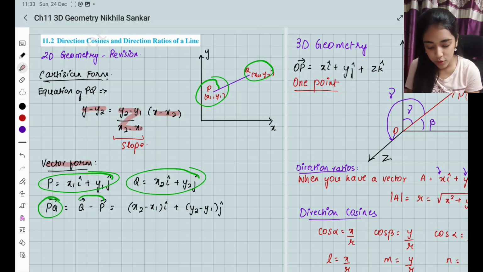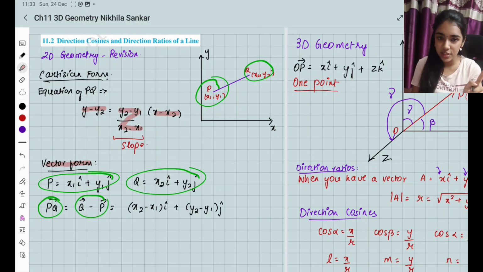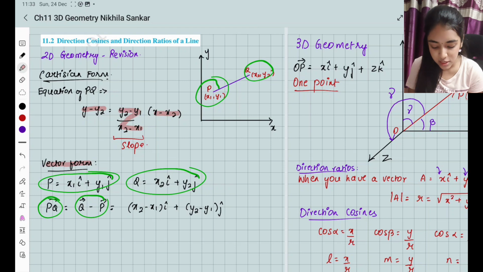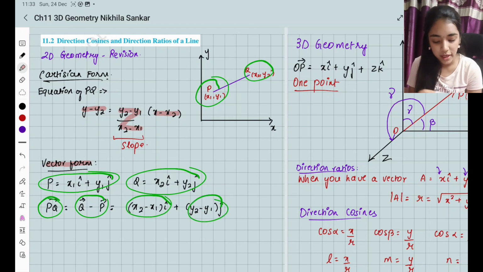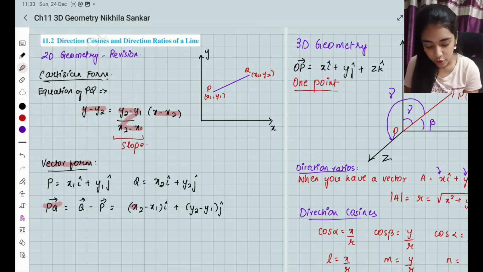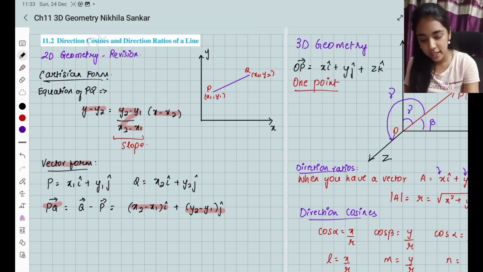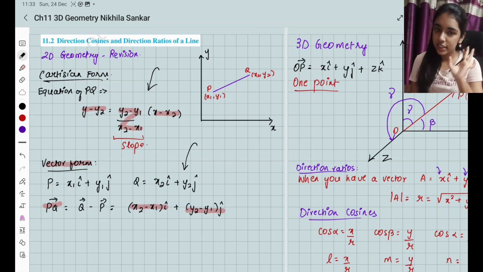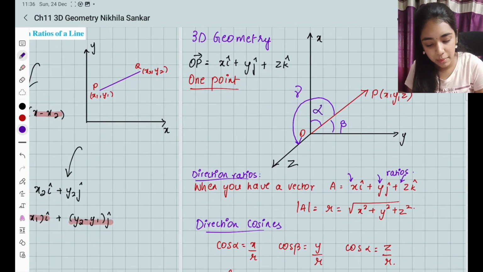The vector PQ is going to be Q minus P. P minus Q கிடையாது, Q minus P. And that is going to be, i cap terms club பண்ணா, I'm going to have x2 minus x1 i cap, y2 minus y1 j cap. Simple. So, your PQ vector is going to be (x2 minus x1) i cap plus (y2 minus y1) j cap. இது your Cartesian form and this is your vector form. இது 2D geometry. இப்போ இதே 3D planeல பார்த்தா, what do I have?